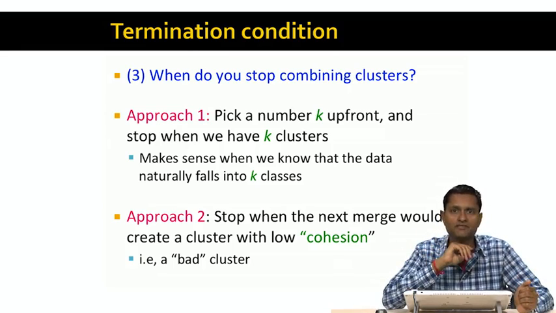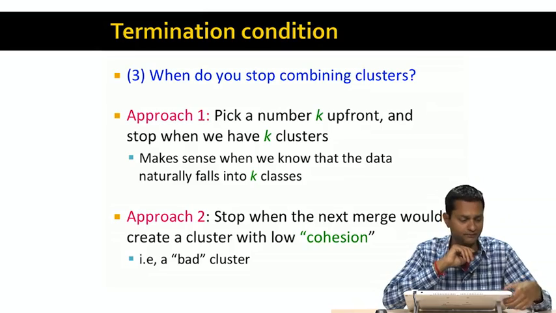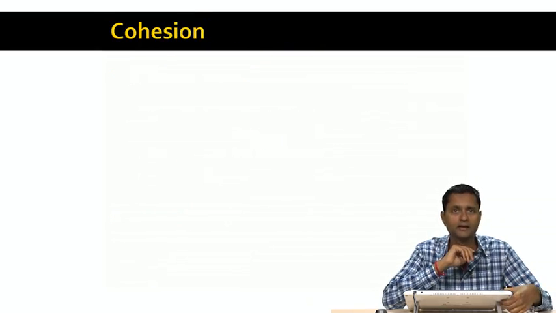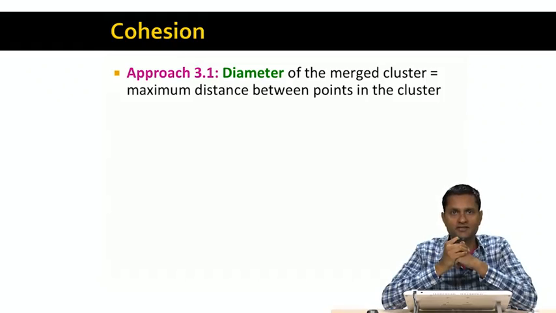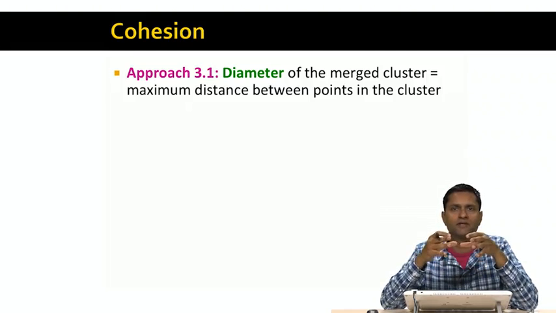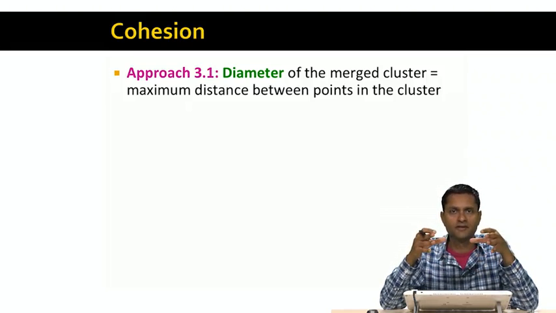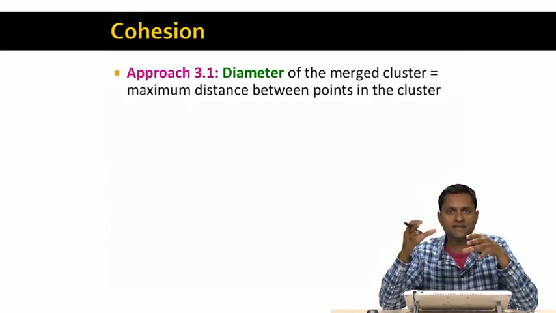How exactly do we define this notion of cohesion? There are multiple approaches to defining cohesion. The first approach to cohesion is to use the diameter of the merged cluster. Now, the diameter of the merged cluster is the maximum distance between any pair of points in the cluster. We might decide to stop clustering when the diameter of a newly merged cluster exceeds a certain preset threshold.